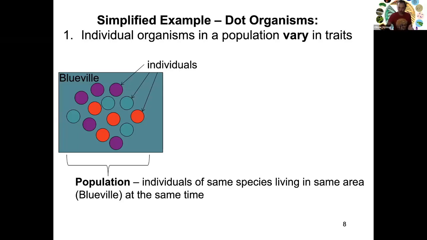Okay, so just real quick, type into the chat, what trait do these dot organisms, or this dot species, vary in? What's the trait, if you're looking at it, what trait do they vary in? Yeah, everybody's blowing it up. Color, that's right. So there's variation in the color of these individuals.